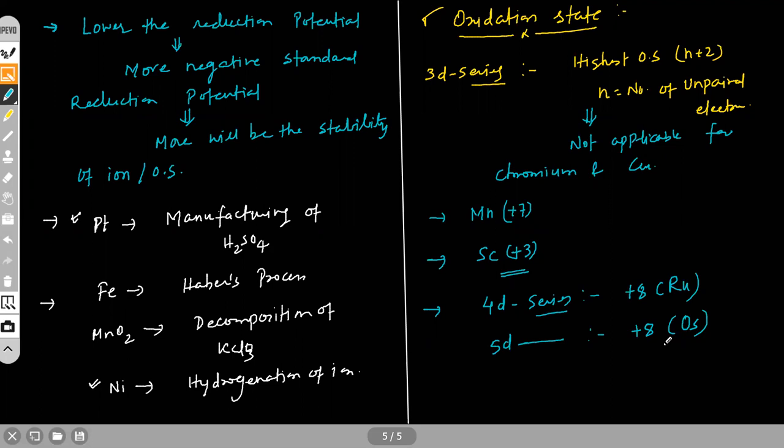Okay, one more very important comparison we have here, write on the next line. Relative stability of various oxidation states can be explained on the basis of the stability of d0, d5, or d10 configuration.